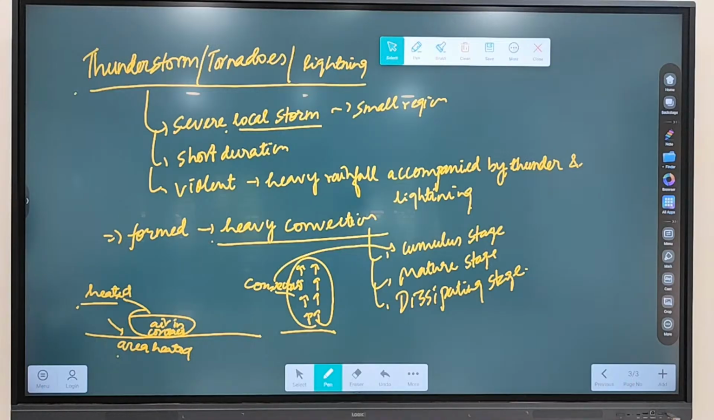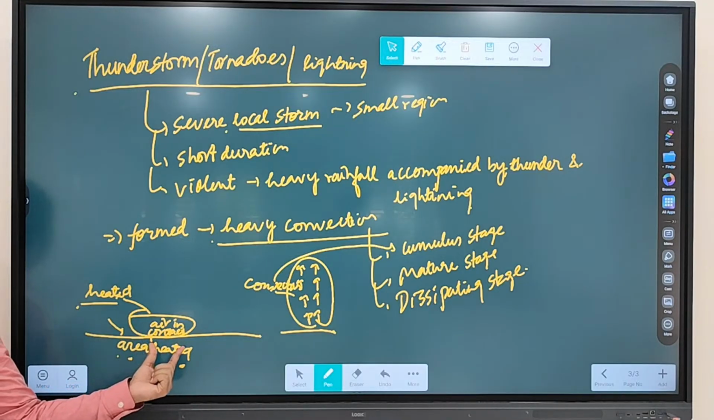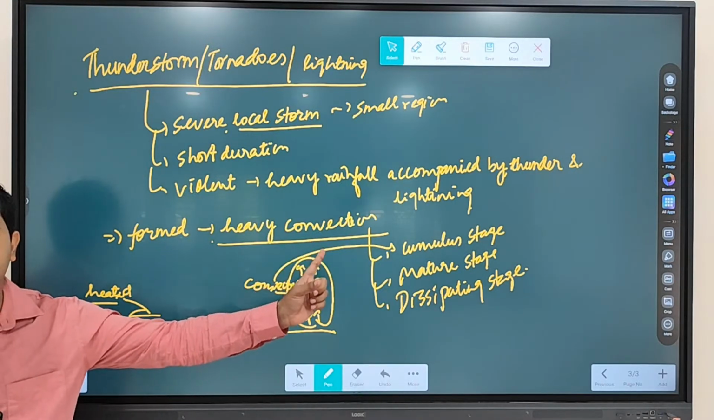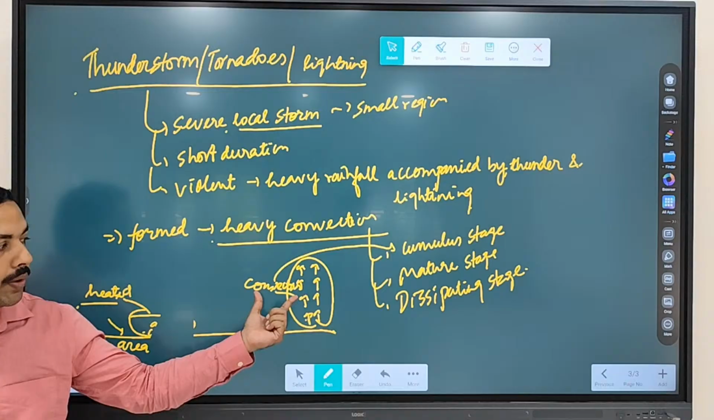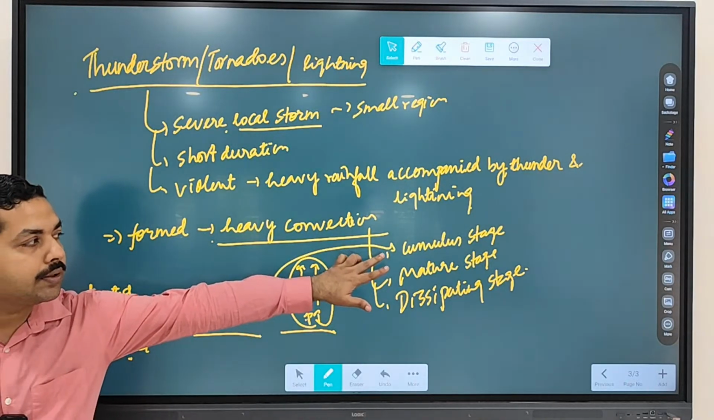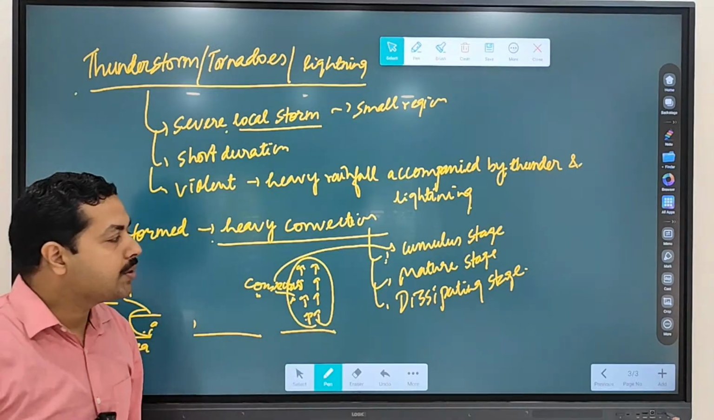The cumulus stage. Fine. So what will happen is, when any area is heated, air in contact will also get heated. When air gets heated, it starts to rise up. When it starts to rise up, convectional currents are generated. When convectional currents are generated, this stage is referred to as the cumulus stage. Fine. The second stage is the mature stage.